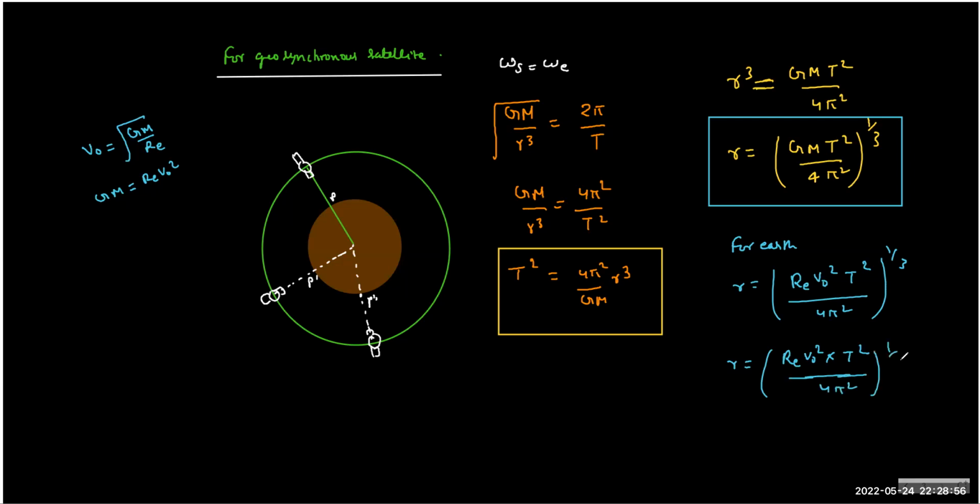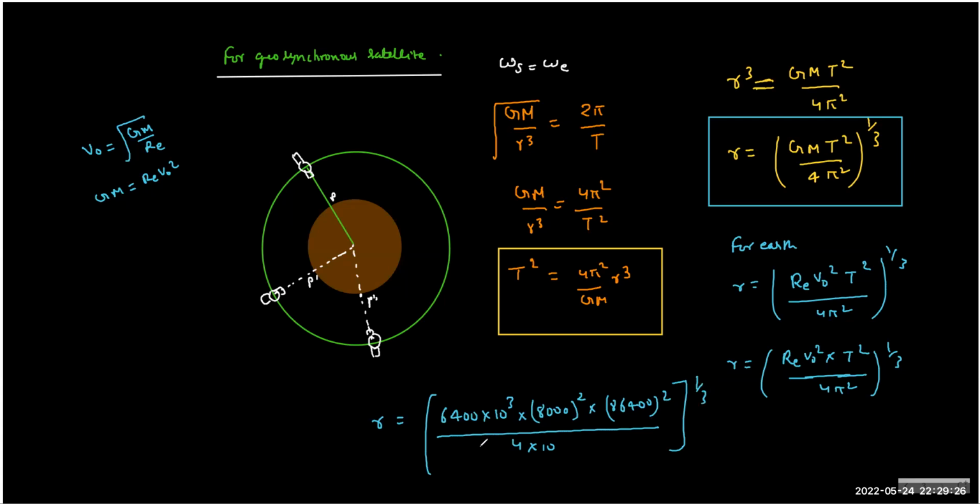Yeah, but you still have to do this much calculation. So R, the distance of the geosynchronous satellite, will be 6,400 kilometer, which is meters, times 8 kilometer per second, which is 8,000 meter per second, whole square. Time period is 86,400 whole square, divided by roughly 4 into 10, because pi square we take as roughly 10. So you can take all the powers. So R is 6.4 into 10 power 6, and we can cancel out 40 and 6400.